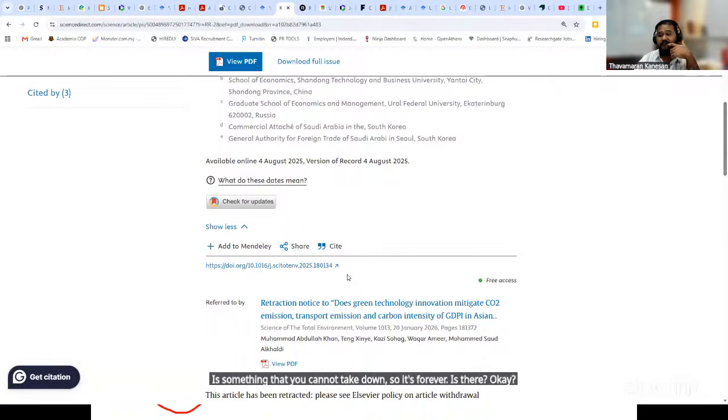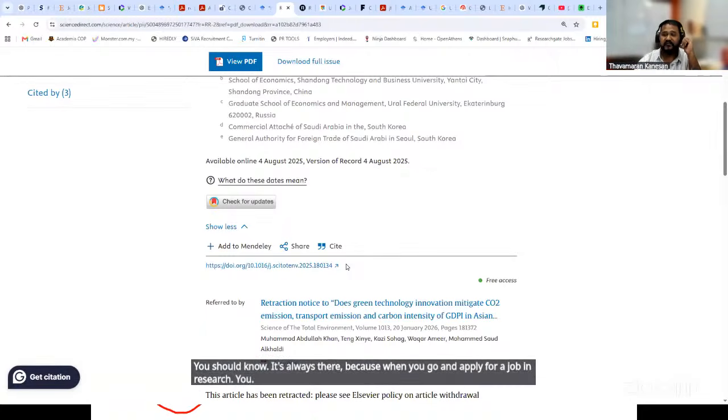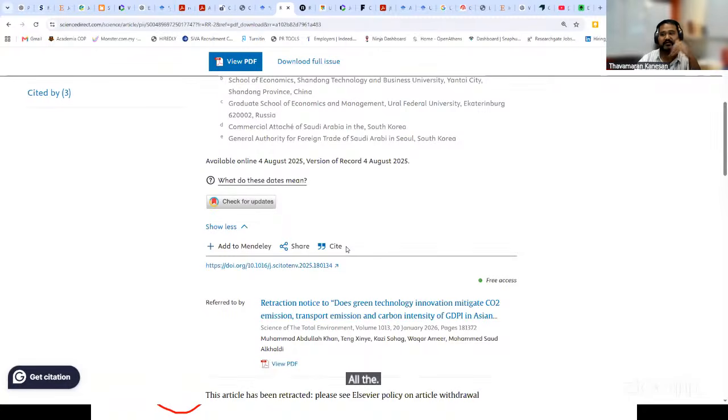It's always there. When you apply for a job in research, you normally submit your publication list, and they'll cross check. Nowadays, you just type your name in ChatGPT and it'll give you a full description of all the bad things you have done. I've checked it already. You can go and check if you want to.